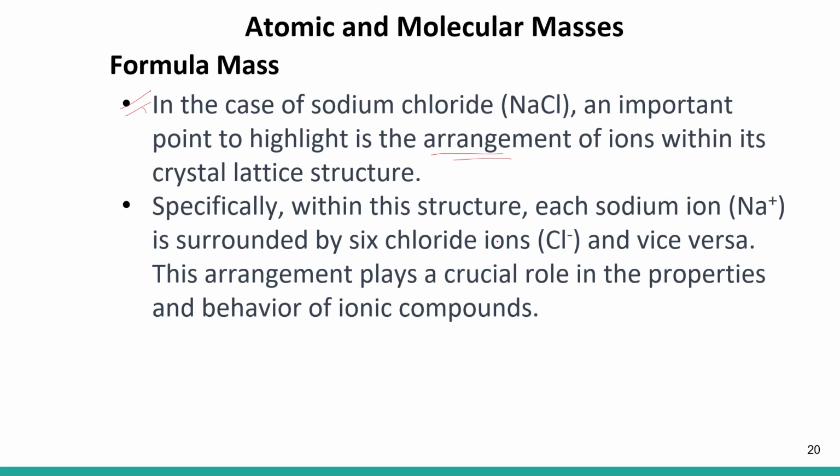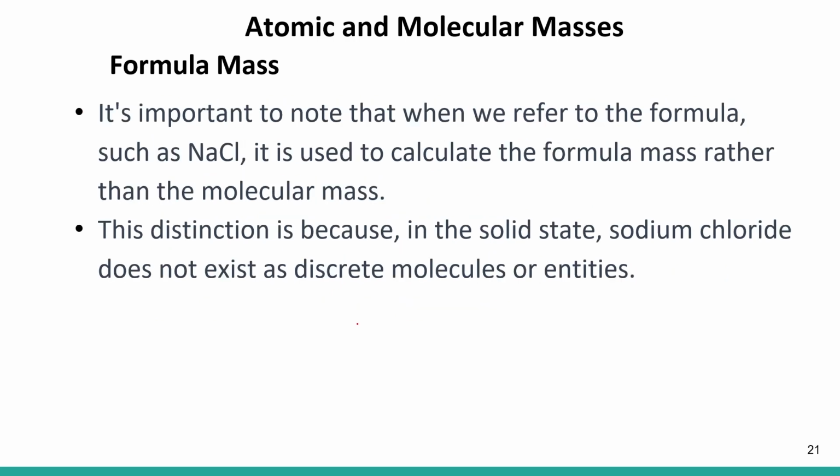Within this structure, for sodium chloride I am telling, each sodium ion is surrounded by 6 chloride ions, and vice versa, each chloride ion is surrounded by 6 sodium ions. This arrangement plays a crucial role in the properties and behavior of ionic compounds. Ionic compounds and covalent compounds are two types of compounds. NaCl is an ionic compound, and it exists as a solid with a 3-dimensional structure.